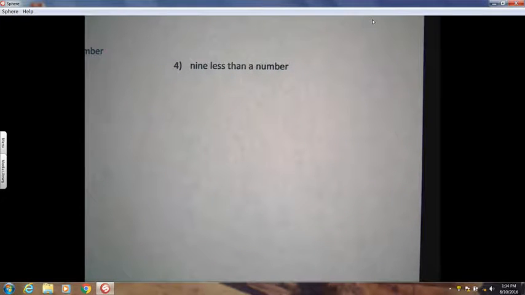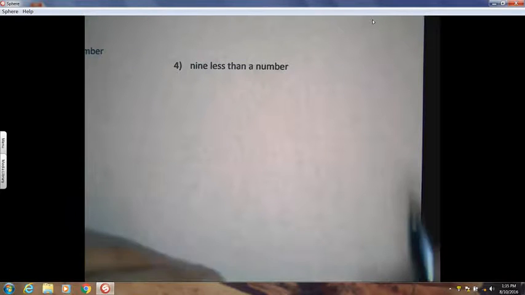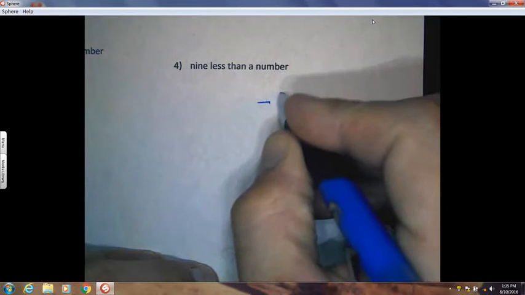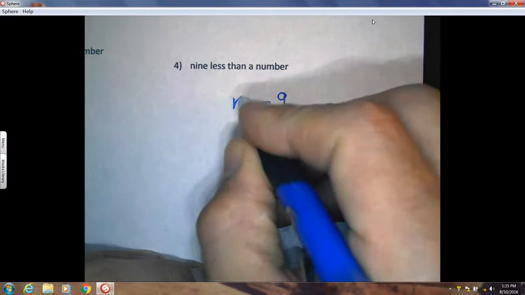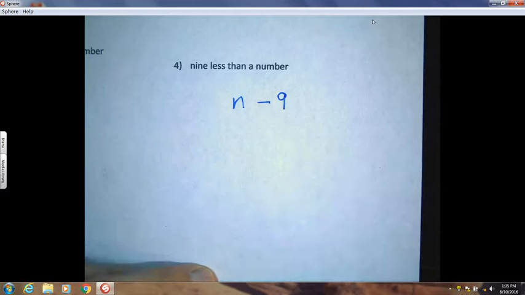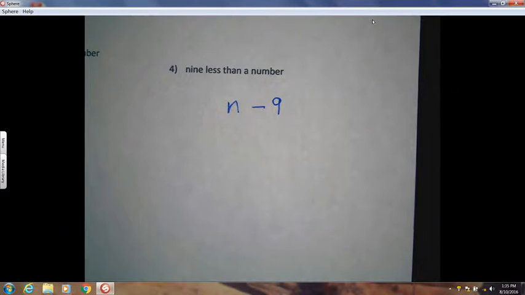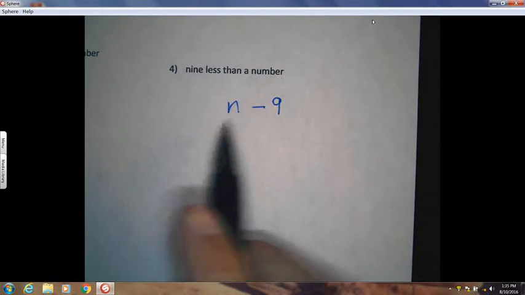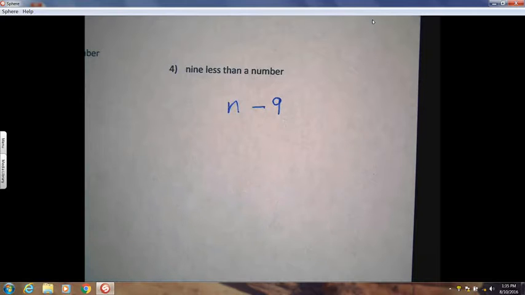And then the last one, number 4, seems simple, but this one will be missed frequently. 9 less than a number. So remember, if it's that, you put the first term last. If you want to figure out what 9 less than a number is, you subtract 9 from the number. So it's n minus 9. It's not 9 minus n.